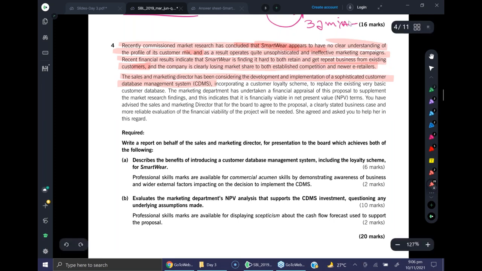And what is the system? Incorporating a customer loyalty scheme. So it will have a scheme, which is called the loyalty scheme, to replace the existing very basic customer database. So they're going to have more sophisticated software and a system to manage the customers and keep the data. So what may be the features of a very advanced customer database management system? I'm just generally asking. It's not very relevant to the requirement. So any sophisticated customer management system, what kind of features may it have? Could anyone tell me anything?